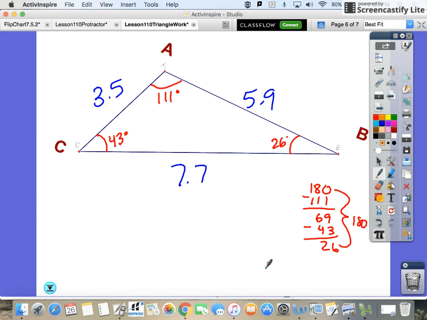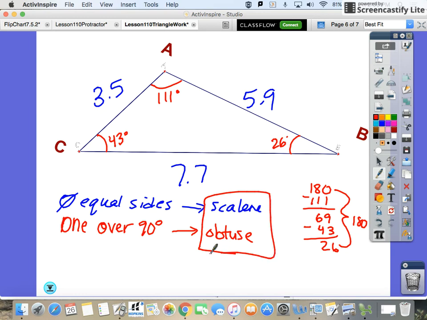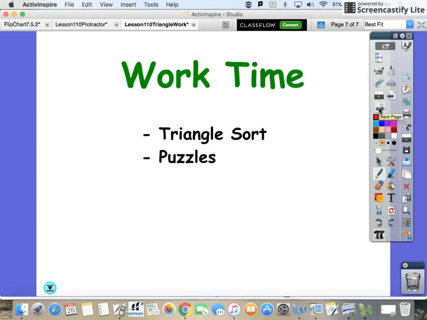Now, if you look at this, we have no equal sides. That means scalene. And then if we look at our angles, we have one angle over 90. Which means it's obtuse. So this is a scalene obtuse triangle. On your homework, you guys are going to do the same thing. You're going to name some of the triangles and you're going to sort them based on their characteristics.